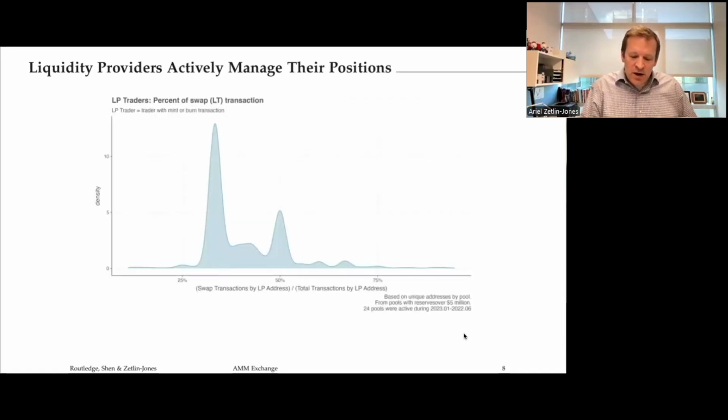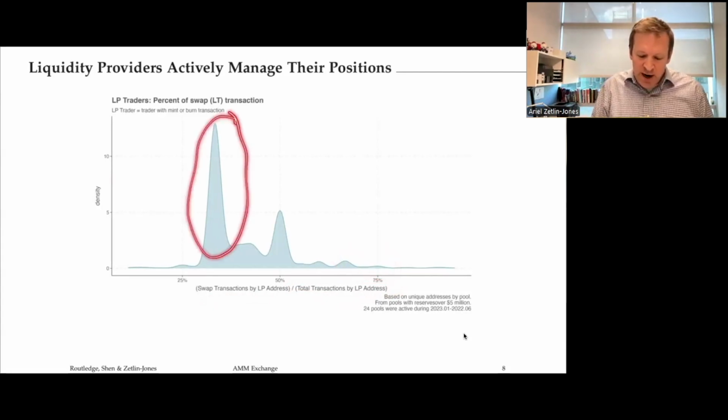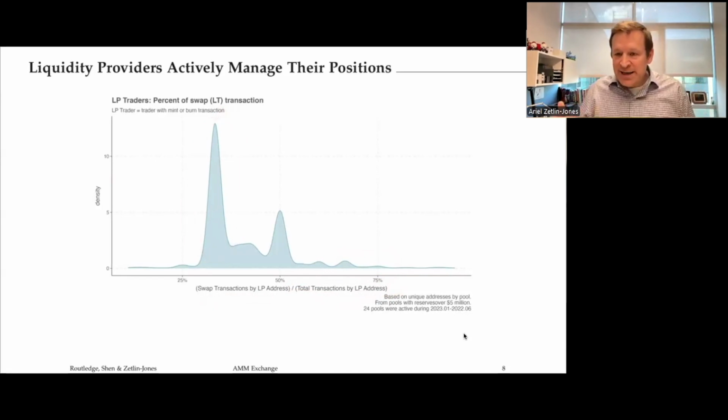Now, another way to see this heterogeneity: if I look by address and ask what fraction of all of your pool transactions are swaps against your pools, when I look at my liquidity providers, I see a lot of heterogeneity. Some are about 75% of their transactions swapping against their own liquidity. There's a big chunk here around 30%. So the point is, even among active provision, we see a fair amount of heterogeneity.